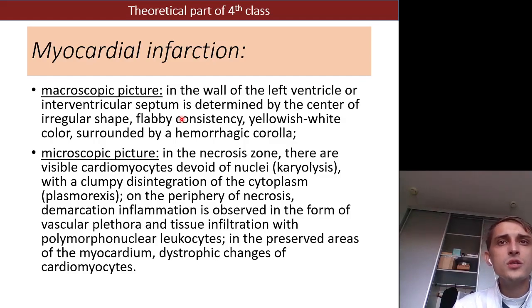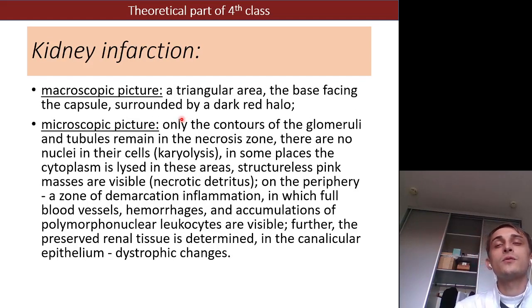And also we will see disintegration of cytoplasm and plasmorrhexis here. On the periphery of necrosis, we will see formation of a demarcation zone of inflammation. So as a result of necrosis, we will see formation of a protective reaction of our organism. Our organism tries to make a border between healthy and dead or necrotic tissues, and it happens through inflammation. We will see a lot of leukocytes here, and in a few days we will see formation of granulation tissue, and in a few weeks we will see formation of connective tissue in the place of myocardial infarction.